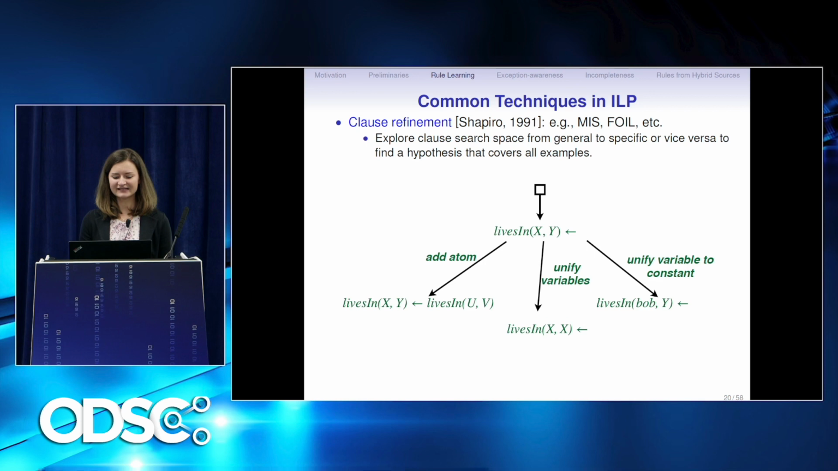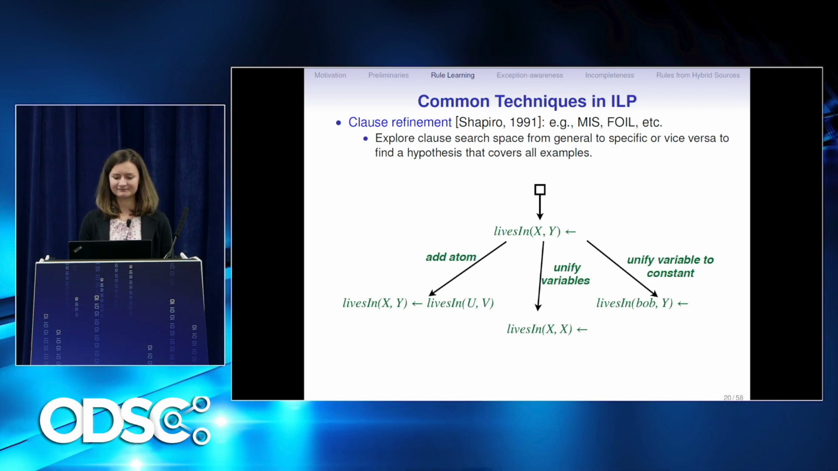For instance, we could add an atom, unify some variables, or add a constant instead of a variable. So unify a variable to a constant, basically. A constant is some specific individual in this case, like Bob. And Shapiro in the 90s actually showed that in order to traverse the whole search space of hypotheses, it is sufficient to apply only these three operators. And of course, the search space of these hypotheses is enormous. So the question is how to explore it efficiently. And this is the whole task of inductive logic programming.